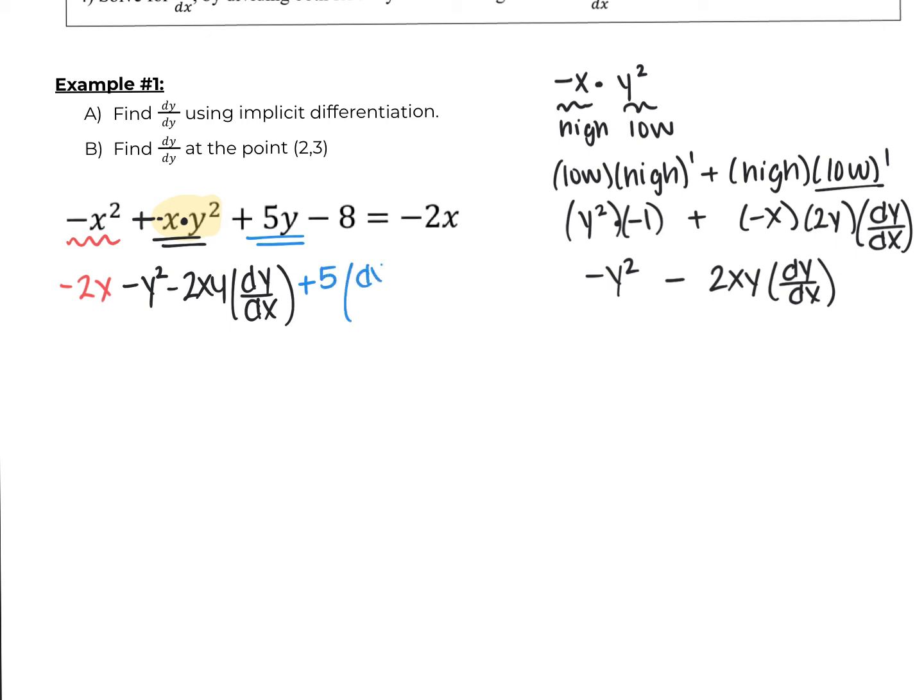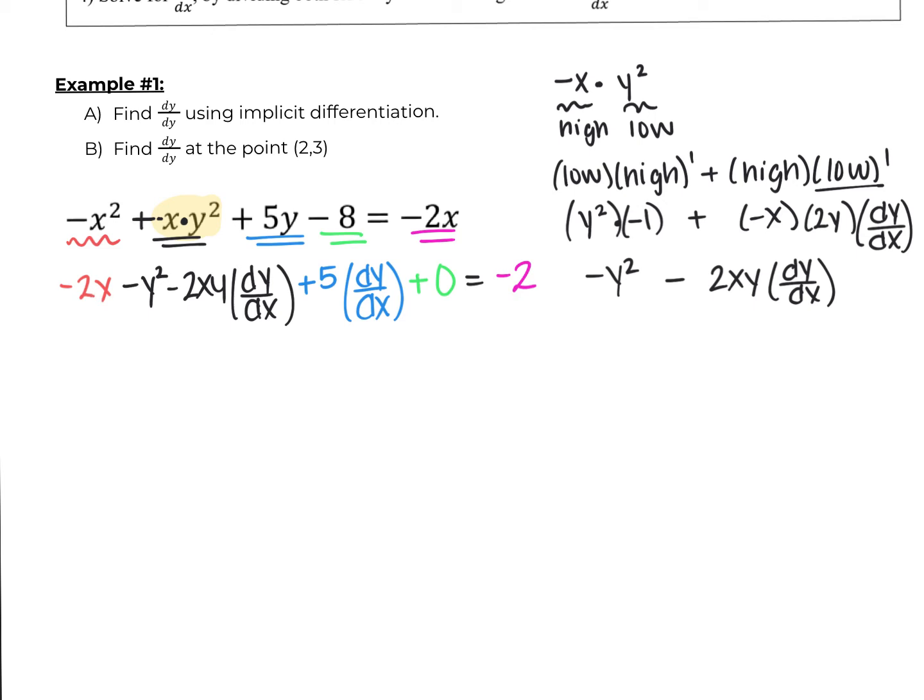Now the next piece, the derivative of positive 5y is positive 5. But since I took the derivative of a y term, I have to multiply this by dy over dx. And now the next term is the derivative of this constant, which is 0. And last but not least is my derivative of negative 2x, which is negative 2. So the goal is to collect all dy over dx terms to one side, and all the other terms need to go to the other.